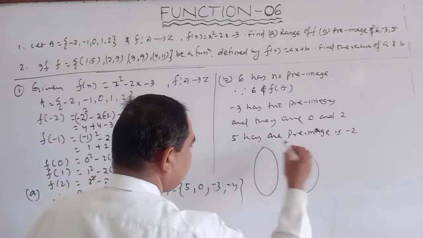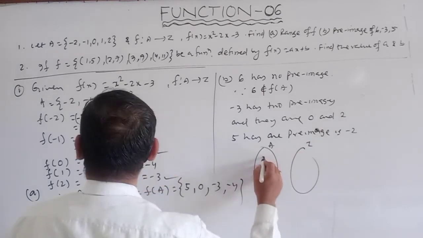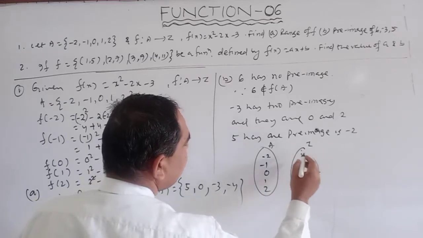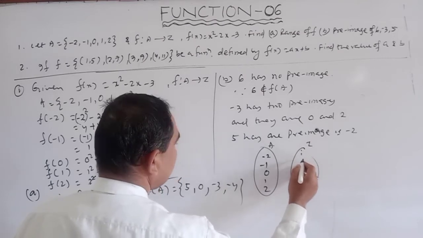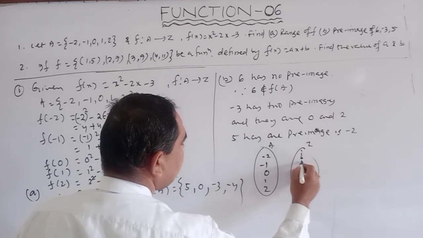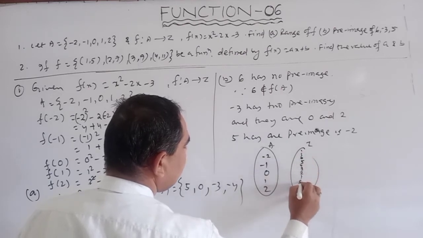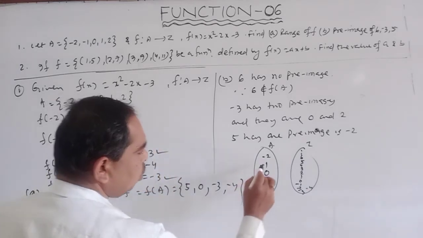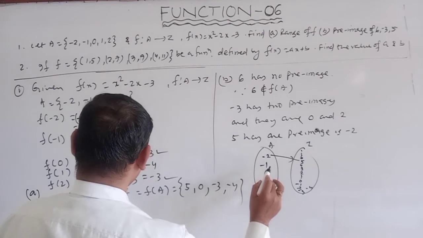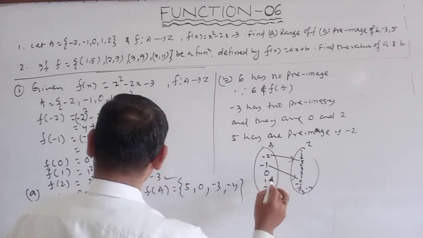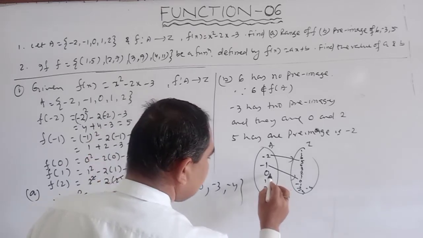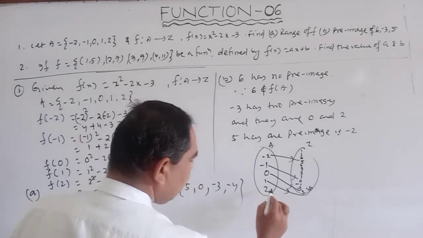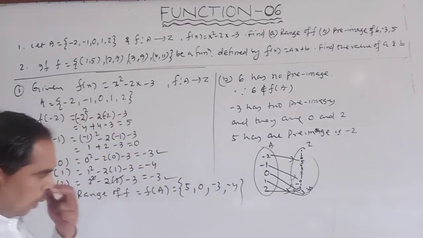We can also draw the graph. This is the A set, this is the Z set. So this is minus 2, minus 1, 0, 1, 2, and on the other side 6, 5, 4, 3, 2, 1, 0, minus 1, minus 2, minus 3, minus 4. So minus 2 maps to 5, minus 1 maps to 0, 0 maps to minus 3, 1 maps to minus 4, and 2 maps to minus 3. Okay, so this is the function.